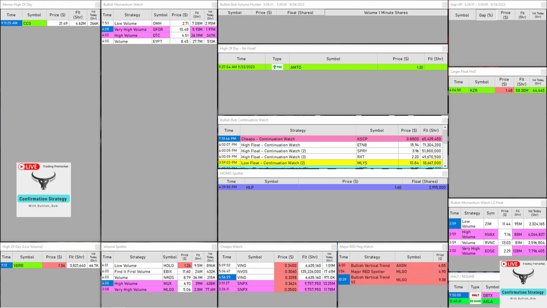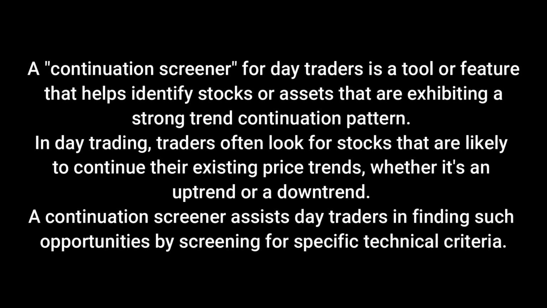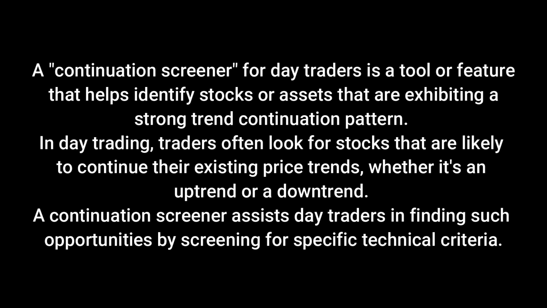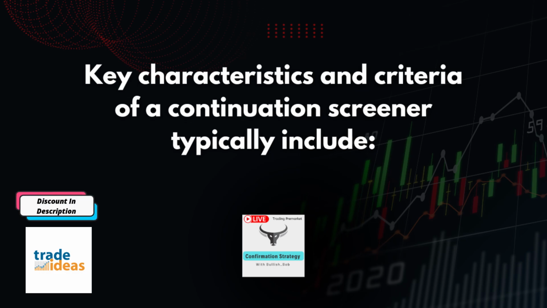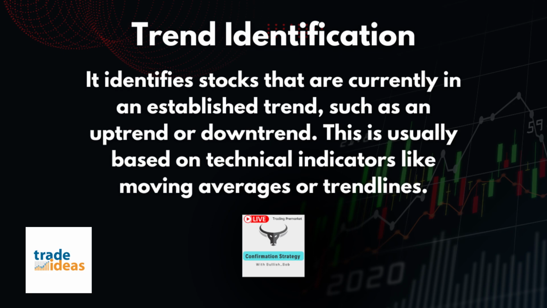A continuation scanner for day traders is a tool or feature that helps identify stocks or assets that are exhibiting a strong trend continuation pattern. In day trading, traders often look for stocks that are likely to continue their existing price trends, whether it be an uptrend or a downtrend. This screener is looking for stocks in an uptrend. Key characteristics and criteria of a continuation screener typically include trend identification. It identifies stocks that are currently in an established trend, such as an uptrend or downtrend.